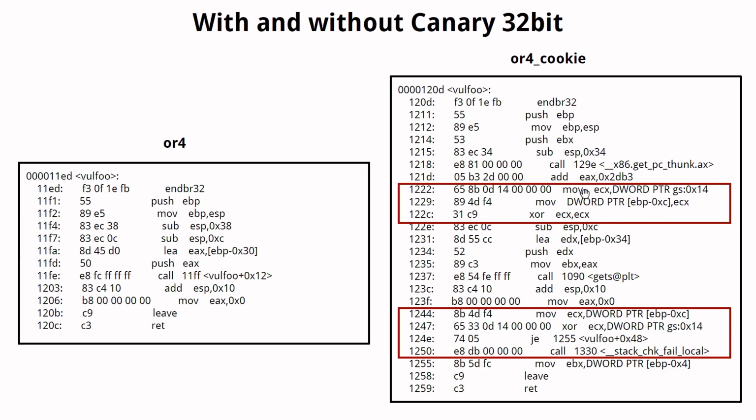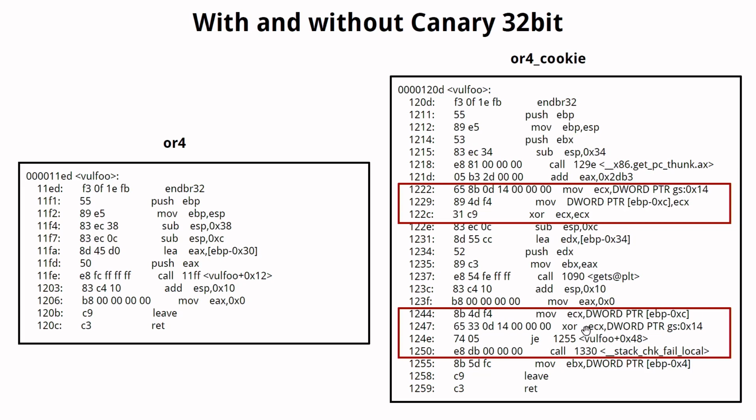You can see that the compiler instrumented an instruction to move some value from GS plus 14, that's a memory location, to ECX. Then we move whatever is in ECX to EBP minus C. Then we set ECX to zero, so ECX doesn't keep that value. So whatever is stored here, that's what we call the canary value. Okay. So after that, we have the original code. We have the gets here. The buffer is at EBP minus 34 in hex now.